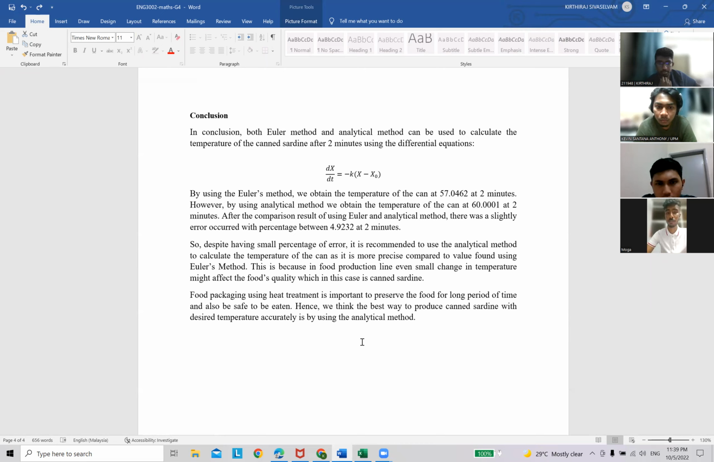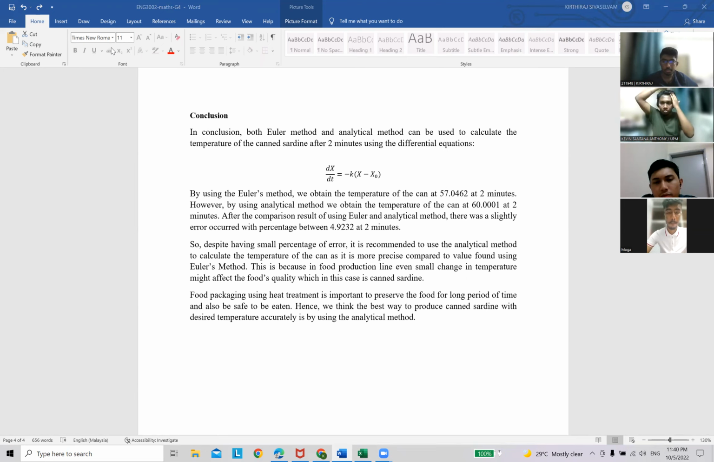So despite having small percentage of error, it is recommended to use the analytical method to calculate the temperature of the can, as it is more precise and accurate compared to the value found using Euler's method. This is because in food production, even small change in temperature might affect the food quality, which in this case is canned sardine. Food packaging using heat treatment is important to preserve the food for a long period of time and also be safe to be eaten. Hence, we think the best way to produce canned sardines with desired temperature accurately is by using the analytical method. So that's all from me. Thank you.